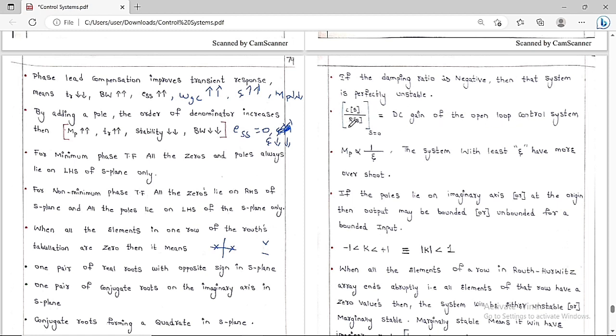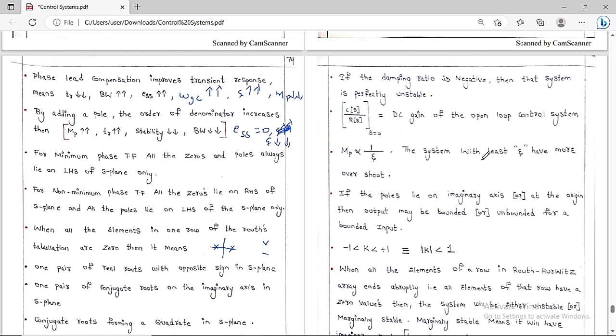Suppose this is the closed loop transfer function, then we are going to get the DC gain of the closed loop control system. So this point you always have to keep in your mind. If you are taking the transfer function of the open loop system, and if s is equal to 0, we are going to get the DC gain of the open loop control system. But if you take a closed loop control system and s is equal to 0, we are going to get the DC gain of the closed loop control system. So this one you always have to keep in your mind.